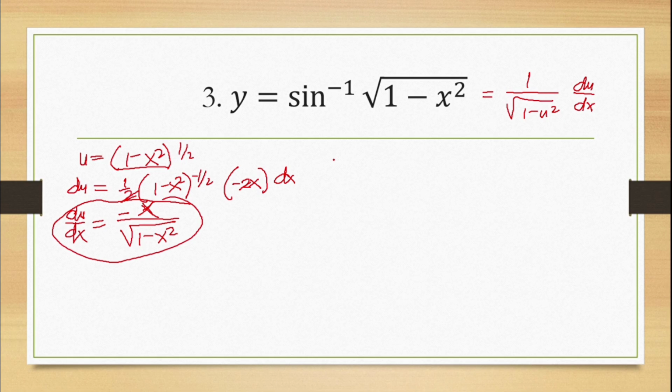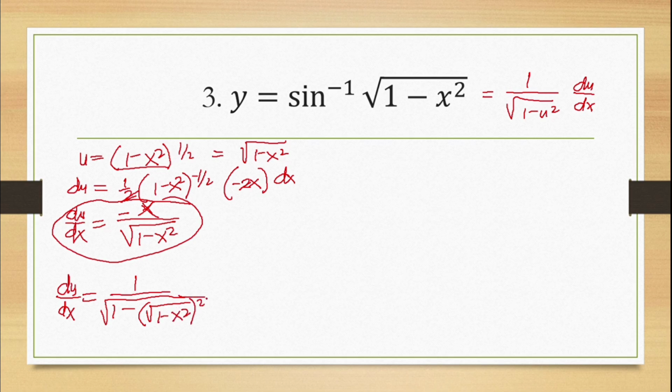So we have dy over dx is equal to 1 over 1 minus the square root here. Our u here is the square root of this part, or you can have this one as the square root of 1 minus x squared. So square root of 1 minus x squared, then we're going to square it here, times negative x, which is our du here, and we're going to multiply. So square root of 1 minus x squared.